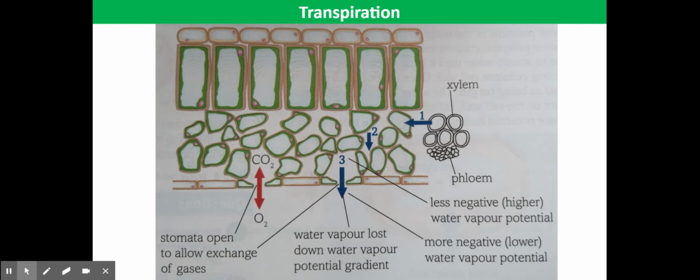Number 2 represents the water that evaporates from the cell walls of the spongy mesophyll. Number 3 shows that water vapour moves by diffusion out of the leaf through the open stomata. This relies on the difference in the concentration of water vapour molecules in the leaf compared with outside the leaf. This is known as the water vapour potential gradient. There must be a less negative or higher water potential inside the leaf than outside.